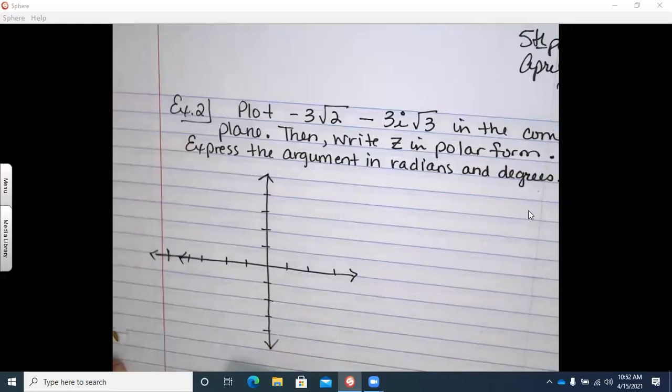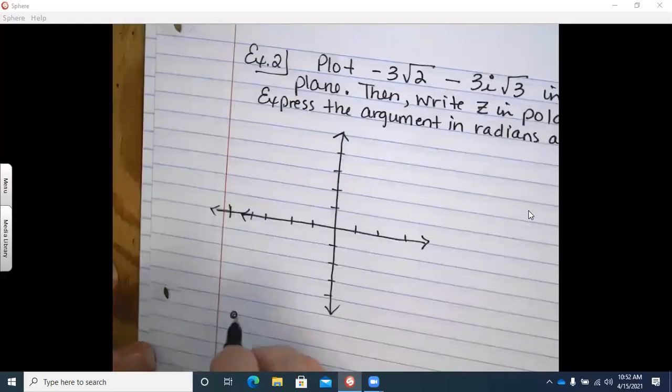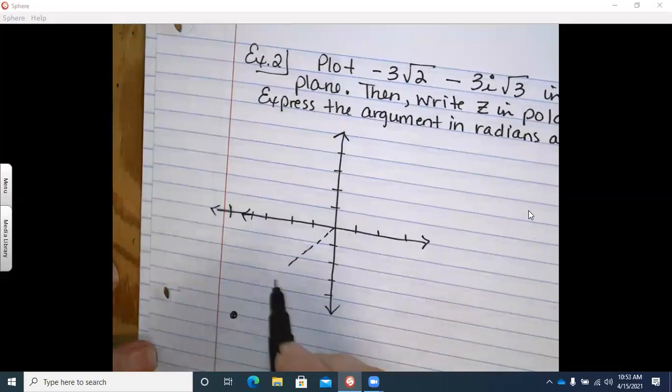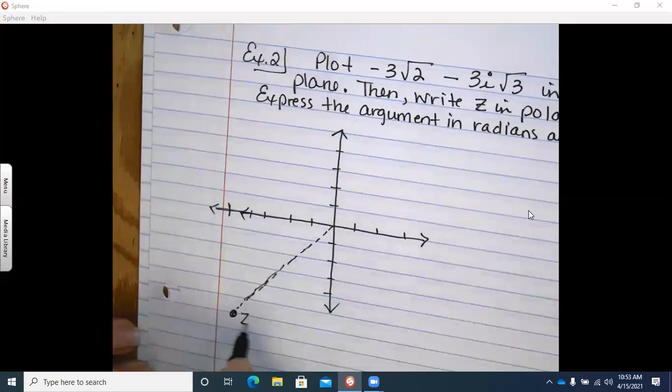Let's try this again. Do the square root of 3 times negative 3, which is negative 5.96. So again, as long as we know which quadrant it's in, that's the most important part, okay? So in rectangular form, I have negative 3 square root of 2 minus 3i square root of 3. That's rectangular form. I want to convert it to polar form.